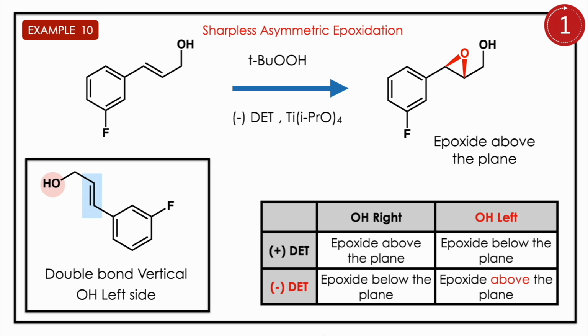Here it is a big system. So rotate the alkene, bring it vertical and bring the OH above. If you look at it, OH is on left side. OH left side, minus DET you are using, means according to the table, minus DET, OH left side, above the plane epoxide. So you should draw epoxide above the plane.